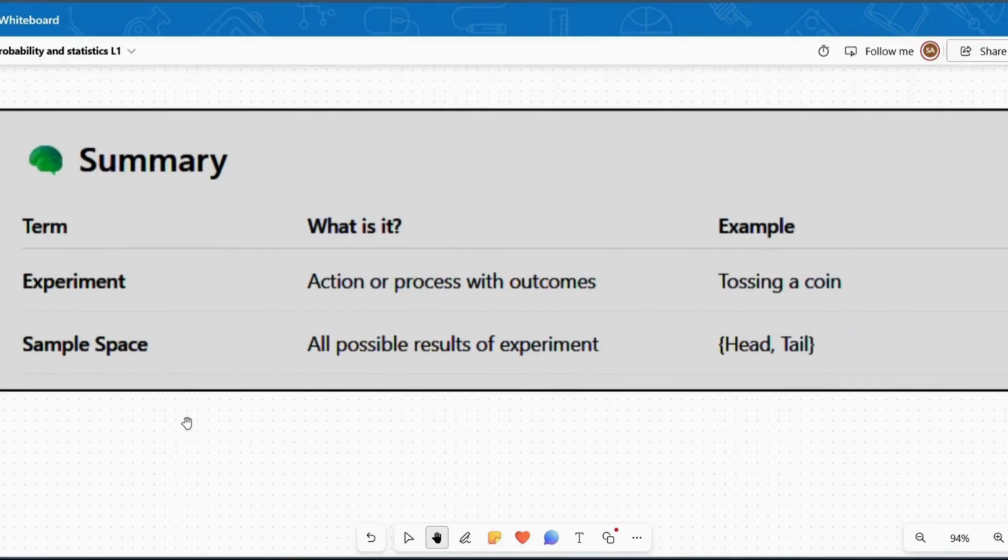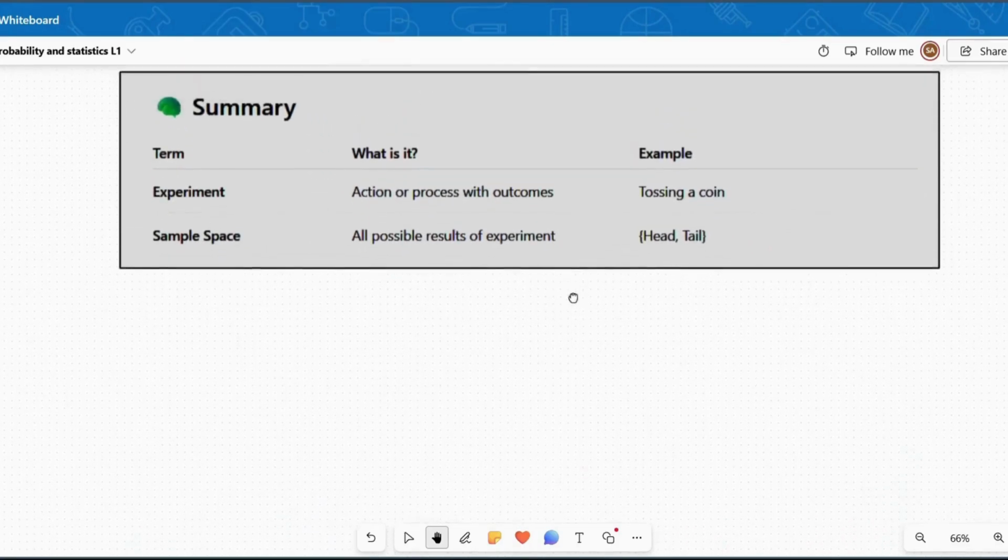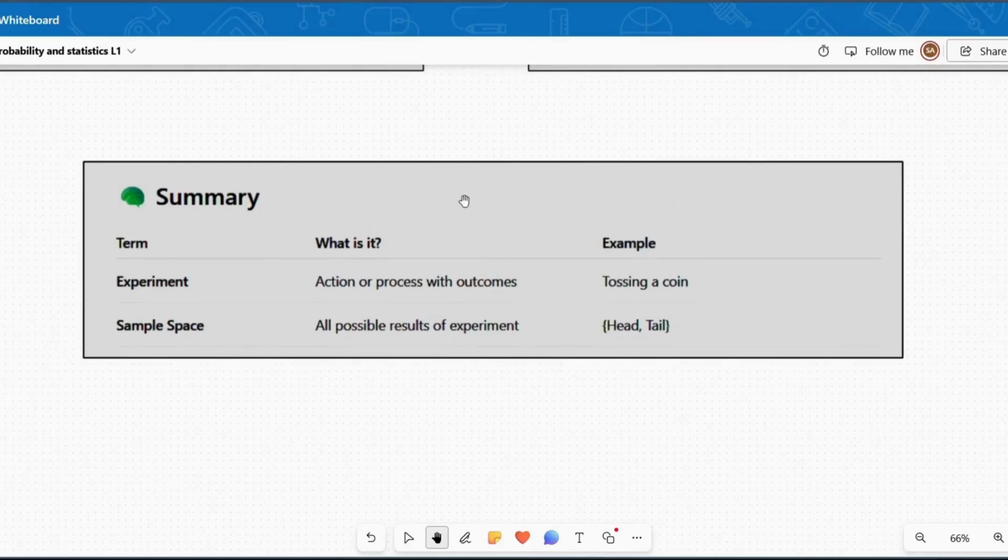Now, summary of experiment and sample space. Experiment is action and choices with outcomes. Example, tossing a coin. Sample space is all possible results of the experiment, head and tail. I hope you all understand those topics we covered in the class.